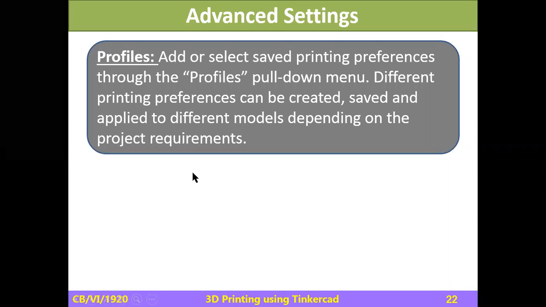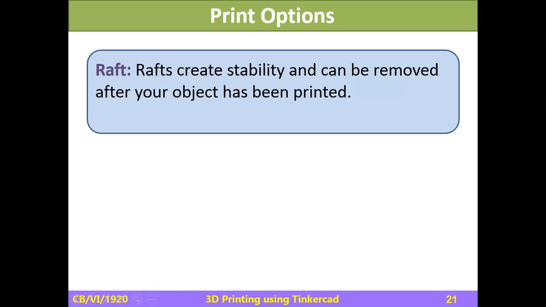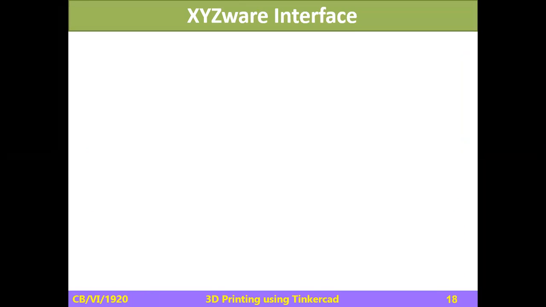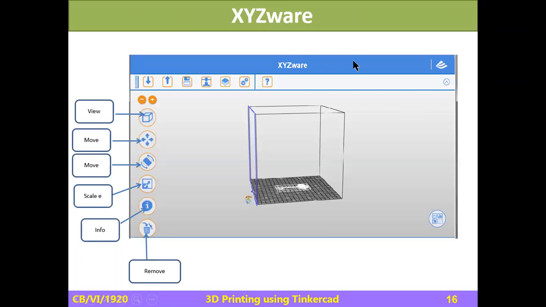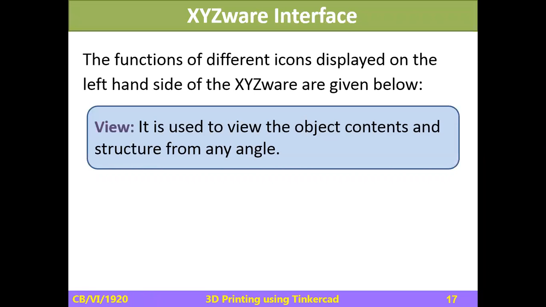Okay, so advanced setting means that option will be available for you. I will show you that in the XYZware. These are the options. This is the advanced setting. You can see here, this one, the symbol of the setting like that, right? This is the advanced setting. In that you can do the advanced things.